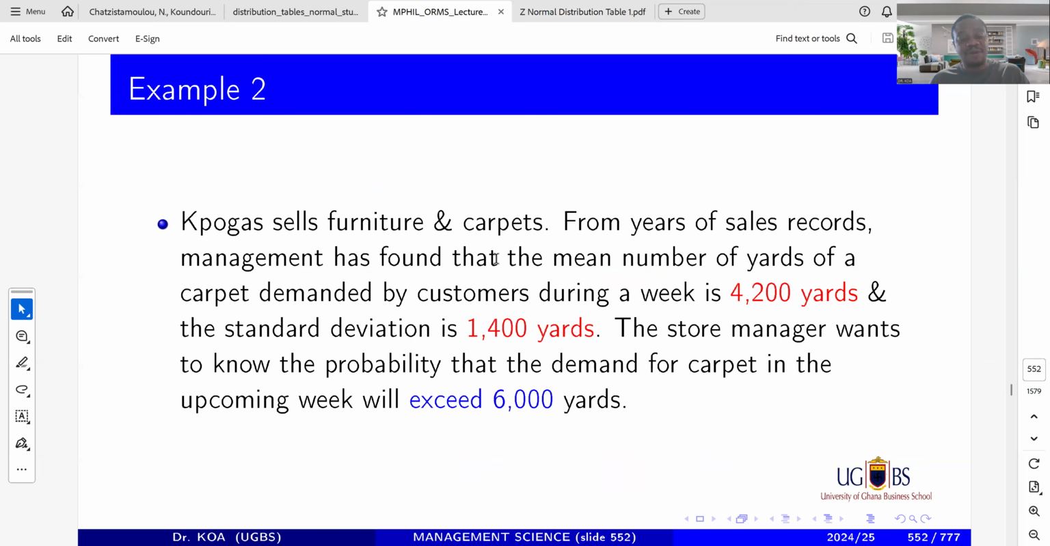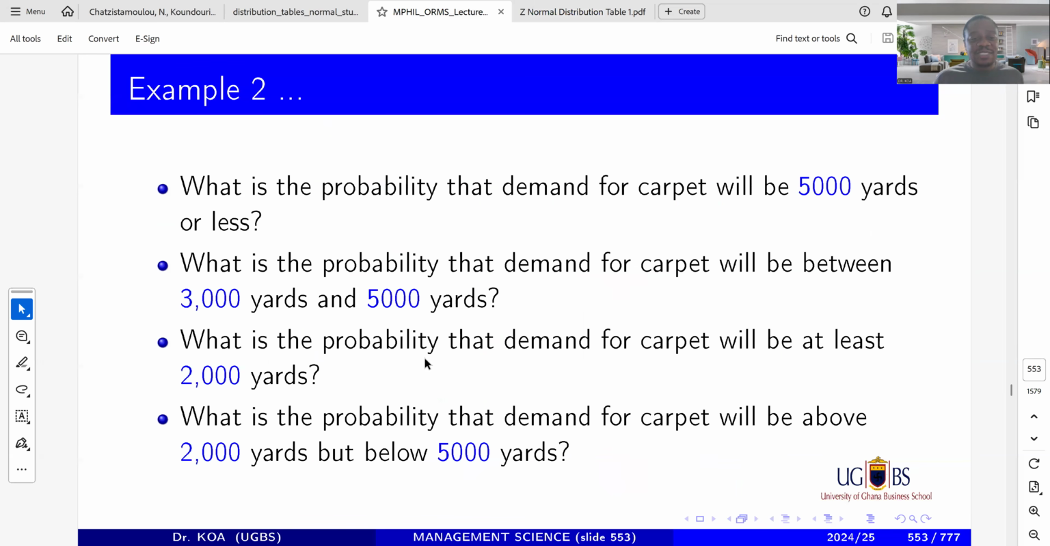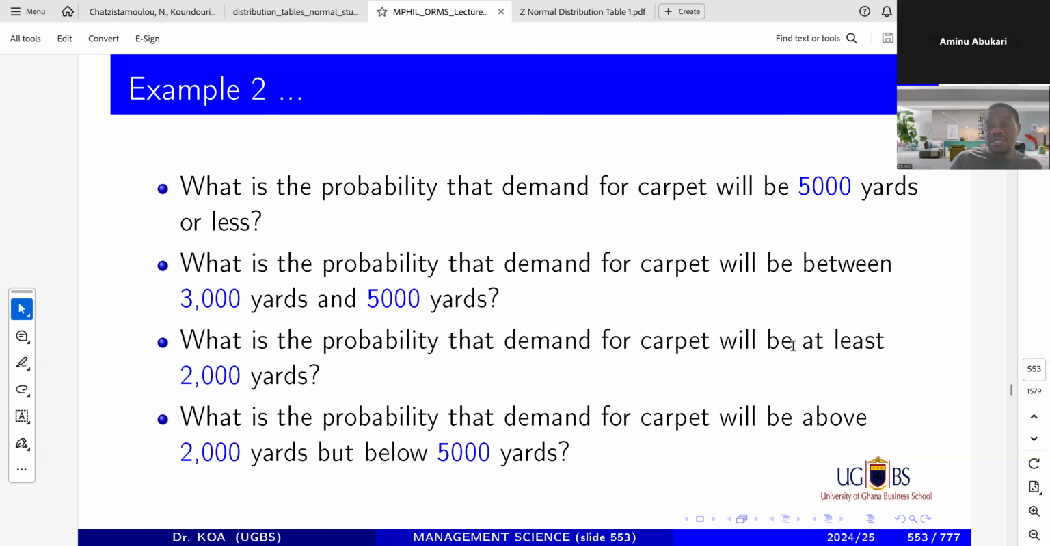The next one, and probably we'll jump the next one. What is the probability that demand for carpet will be at least 2,000? This one is a little bit tricky. Yes, Amina. Please, I wanted to find out: when we computed the Z value for the 3,000, we got negative 0.86. I don't know if the negative sign has any impact on the reading in the normal distribution table.